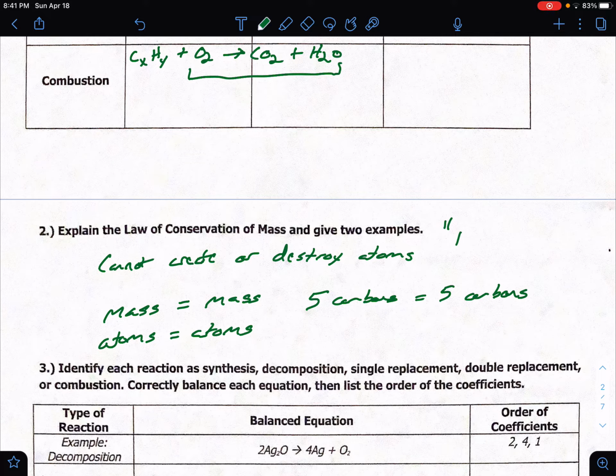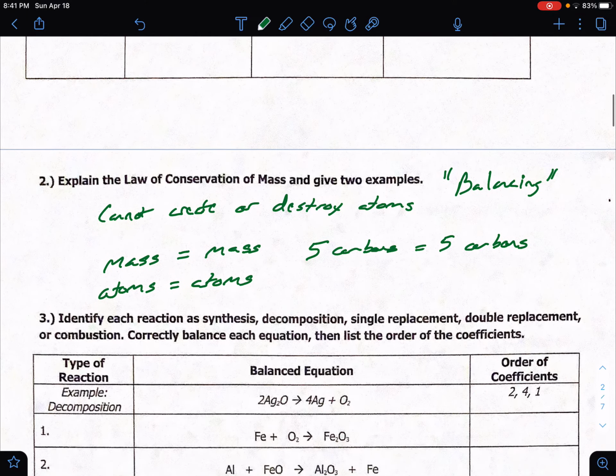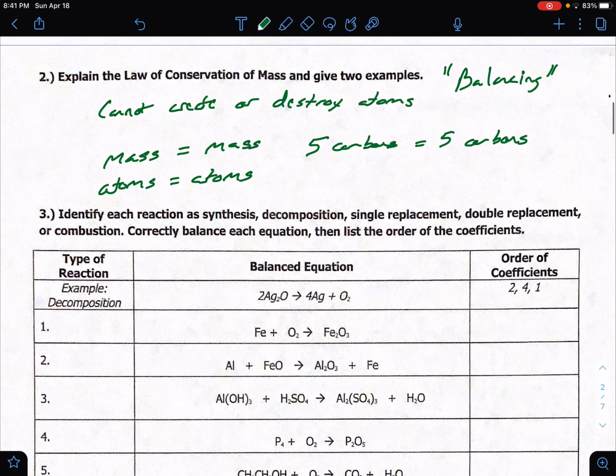This is where that balancing comes into play: we have to make sure we have a conservation of mass. Okay, number 3, identify each reaction as synthesis, decomposition, single replacement, double replacement, or combustion. Correctly balance each equation and then list the order of the coefficients. The order of coefficients is simply these numbers right here. If you don't see anything in front of this O2, that's just an imaginary 1. So that's where you see this 1 come from right here.